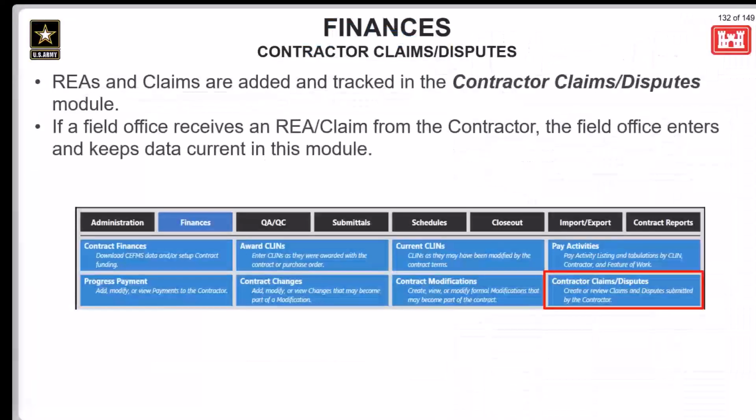Okay, moving on from modifications, we're going to review the contractor claims and disputes module. This is where REAs, or requests for equitable adjustment, and contractor claims are added and tracked. If a field office receives an REA or a claim from the contractor, the field office enters and keeps the data current in this module. An REA, or request for equitable adjustment, is considered collaboration between a government contracting officer and a contractor attempting to resolve an issue and reach an amicable resolution.